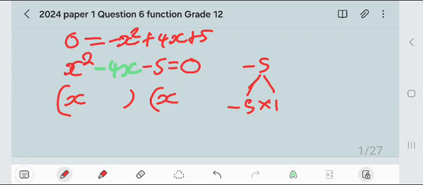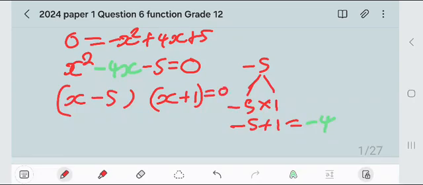Minus 5 and 1 will have negative 5. But when we add this minus 5 plus 1, what will we get? We'll get minus 4, which is what we want there in the middle. Then that means we'll use these factors: minus 5 and plus 1. This must be equal to 0.